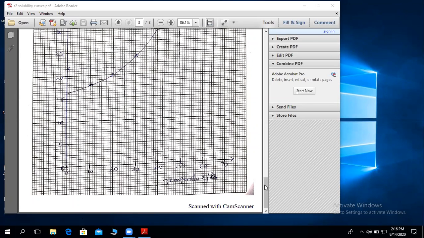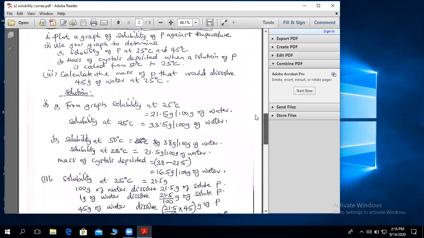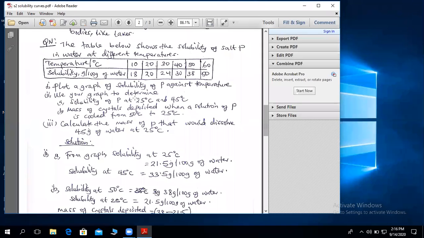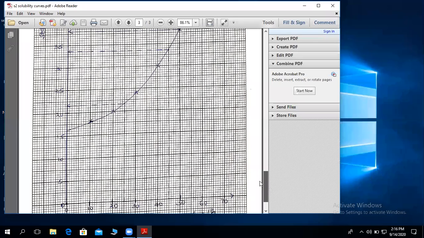Then the question was, find the solubility at 25 and 45 degrees centigrade. Then solubility at 45 degrees centigrade, I come. This is my 45. Then I draw a straight line from 45 and meet the graph. And when it meets the graph, I go to the solubility in that very line. And that is my solubility.